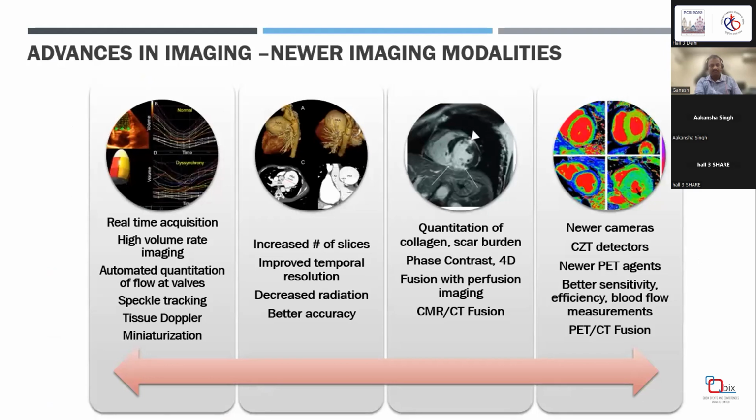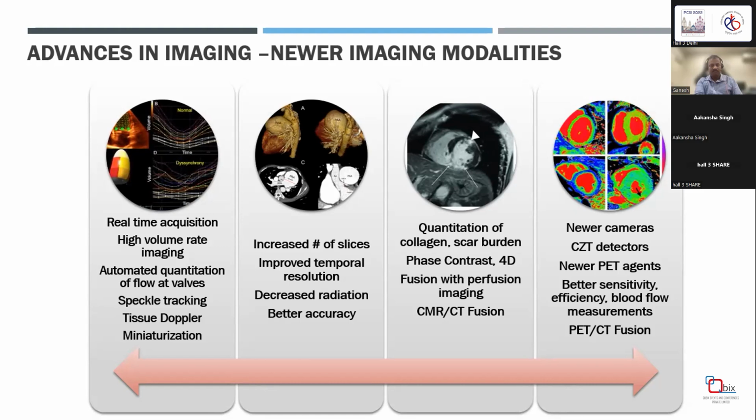So we'll see what the advances are in some of the images. Now, when I call it advanced imaging, we are looking at echo, 3D echo, which has evolved. We have now real-time acquisition with high volume rate imaging, which allows automated quantitation of flows. In addition, we have newer modalities like speckle tracking, tissue Doppler, and miniature devices. So these are all the recent advances. In CT also, we have now increased number of slices, and the resolution, both temporal and spatial, has improved. There are modalities that are decreasing the radiation doses, and we now have better accuracy.